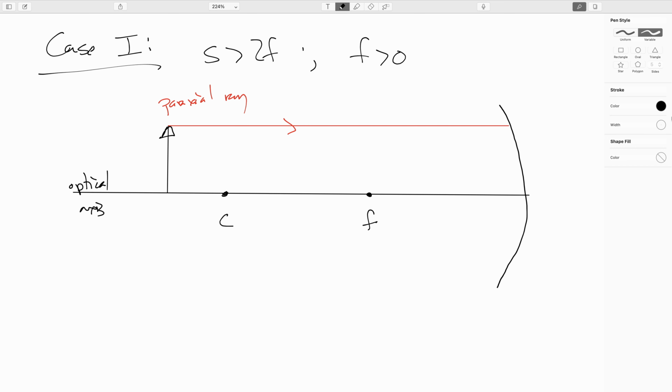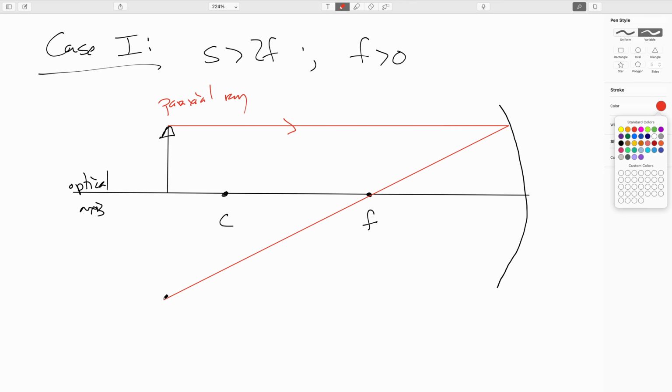So the paraxial ray, because this is a ray that came in parallel by the construction of a mirror, will bounce out through the focal point. Like so.